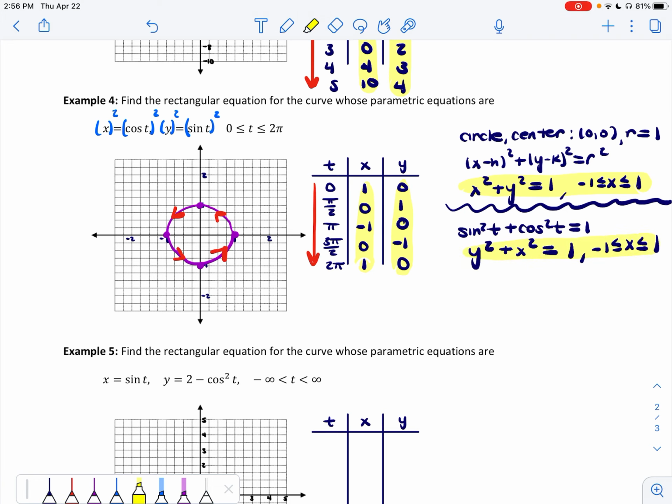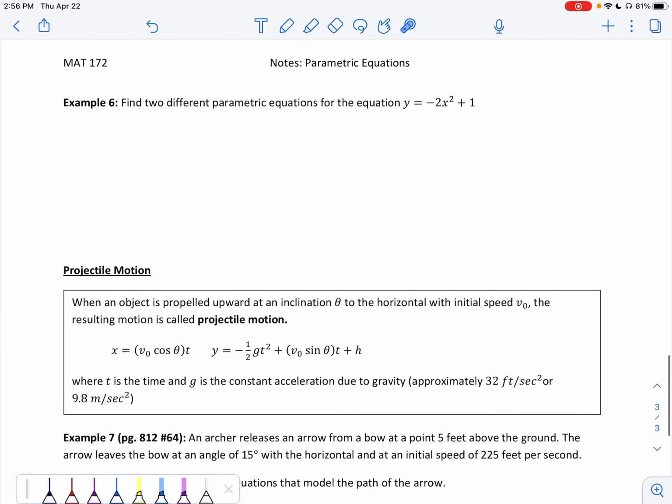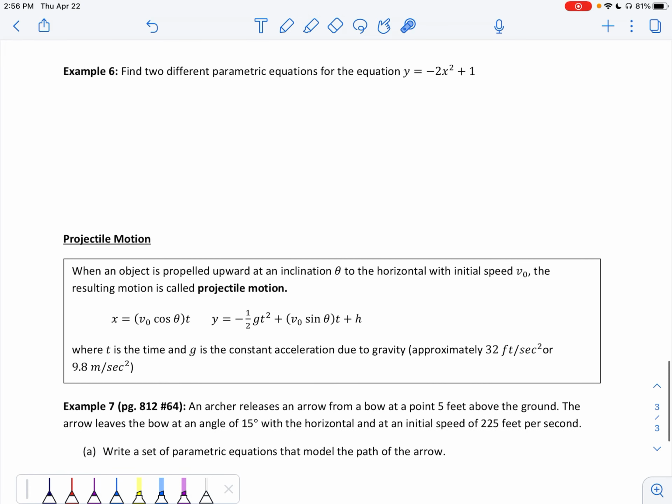Okay, so either way, whether you solve it algebraically using your fundamental trig identity, or you use the knowledge of conics that we've been looking at over the last few sections, you're going to come to that same conclusion of that equation being x squared plus y squared is equal to 1. Okay? All right. I'm going to leave example 5 for you guys to try on your own, but I'll post the solutions to it up on Blackboard.